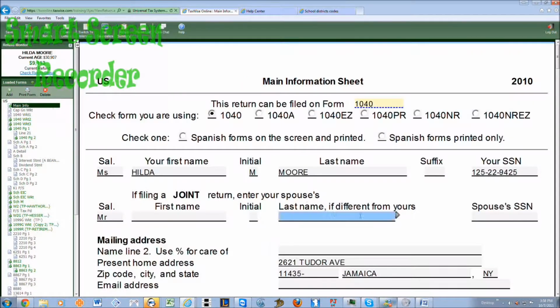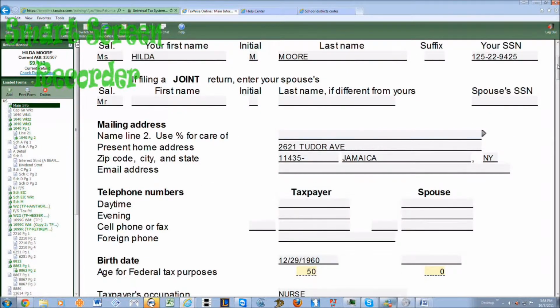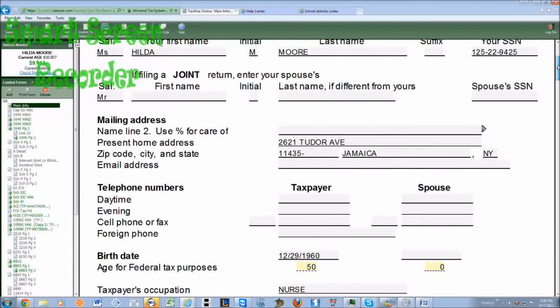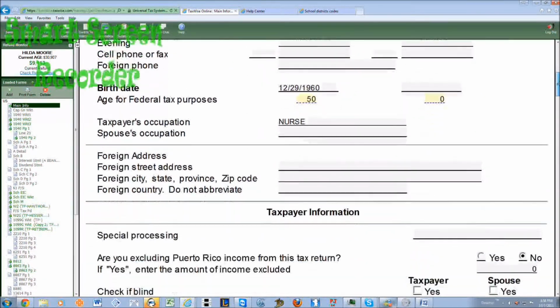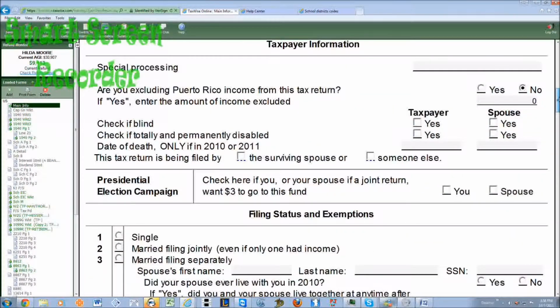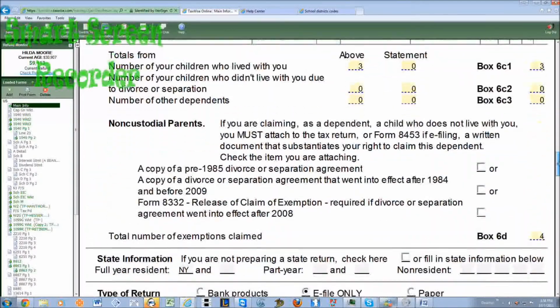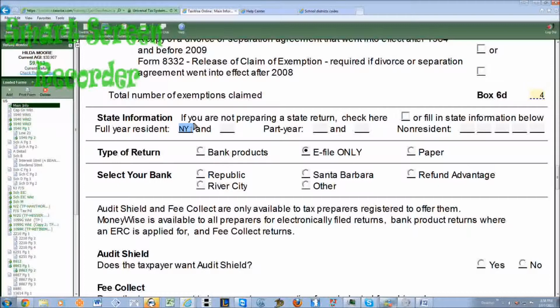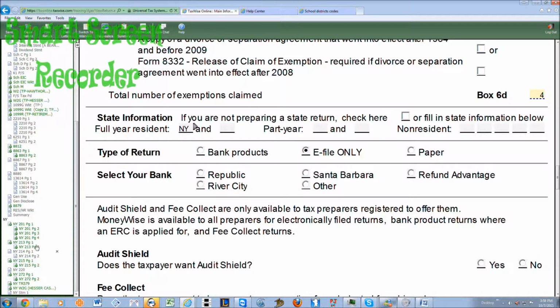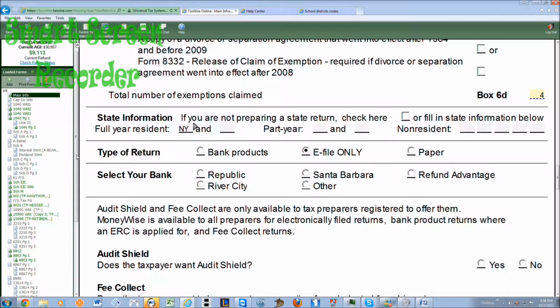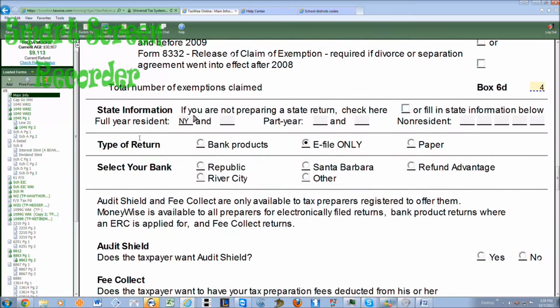Okay, so for Hilda Moore, I'm just going to give you guys a little run through of my return on the federal side. Now, for the most part, you guys should be able to handle this, but I'm just going to be scrolling through so you guys can take a look at it, maybe match it up with your own. Okay. Now, one thing I want to make note of on the main information page is that this section right here where it says state information full year resident, it's going to come with NY pre-entered, but what I want you guys to do is to delete it and re-enter the initials NY either in this first box or the second box. This will allow the state forms here to actually pop up if you're having access to the training software.